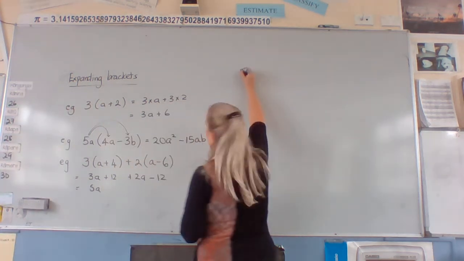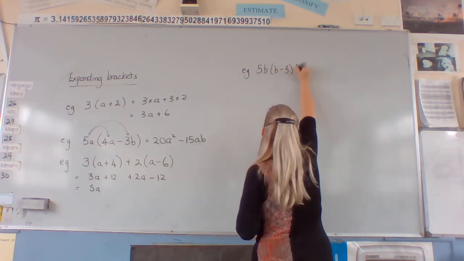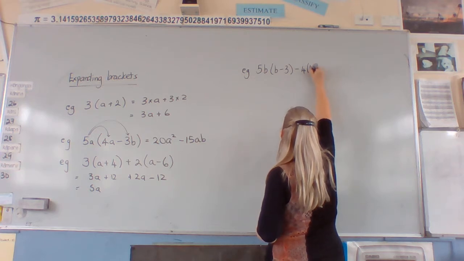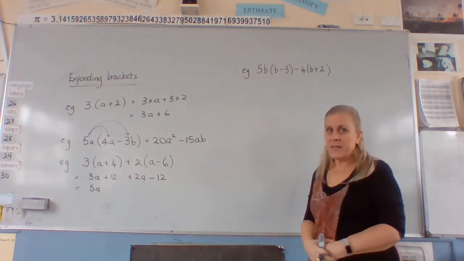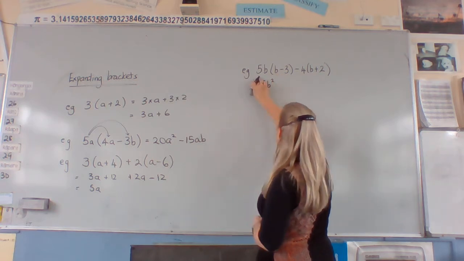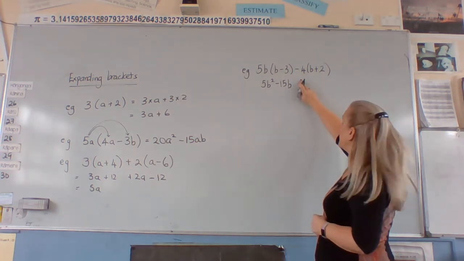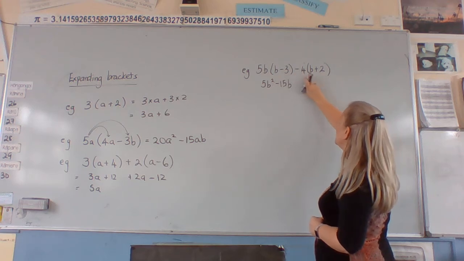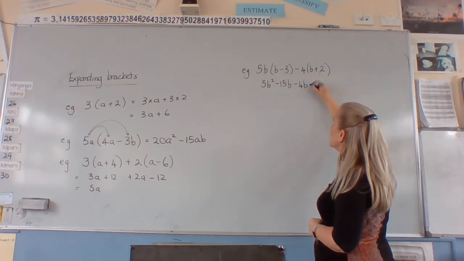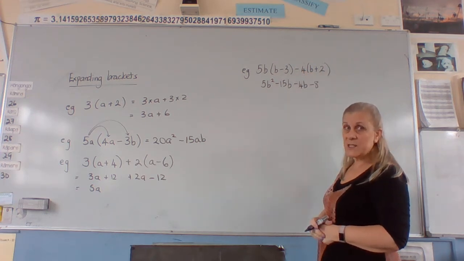Here's the worst one. So if we've got 5B times (B minus 3) minus 4 times (B plus 2). All right. So doing that same pattern of doing it underneath, 5B times B is 5B squared. 5 times 3 is negative 15B. All right. Here's the tricky part. We have to make this negative 4. So negative 4 times B is negative 4B. And negative 4 times positive 2 is negative 8. All right? So you need to be very careful with the signs in the second bracket.